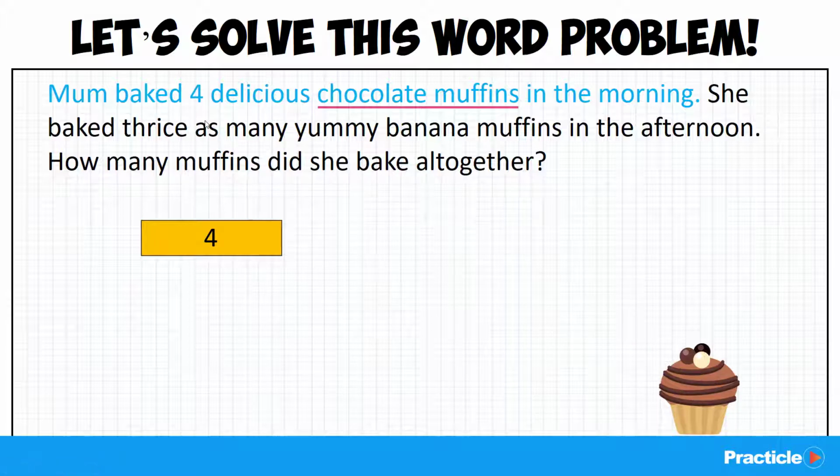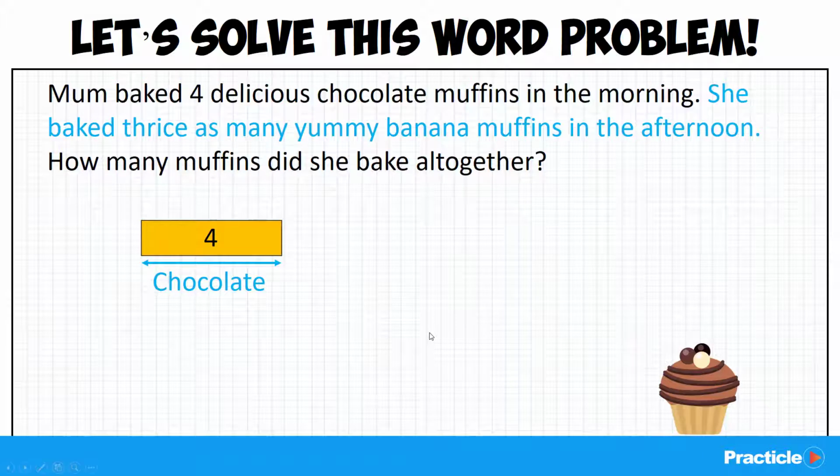Great! When we look at this rectangular bar now, we need to remember what they stand for and how many things there are, okay? So this is the bar that represents chocolate muffins, and we know that we have 4 of these muffins. Following so far? Now let's see what else we know. She baked thrice as many yummy banana muffins in the afternoon.